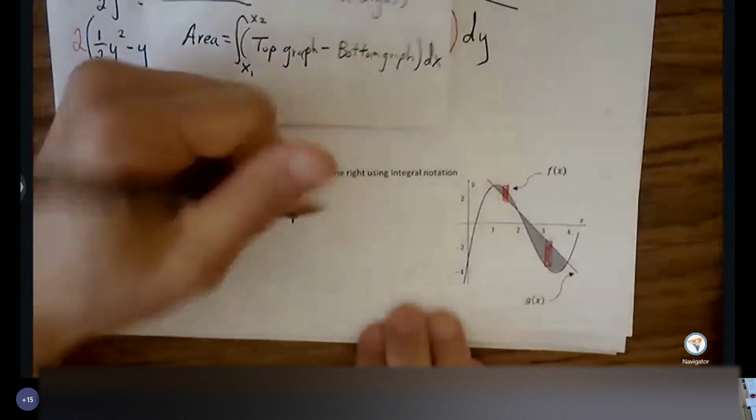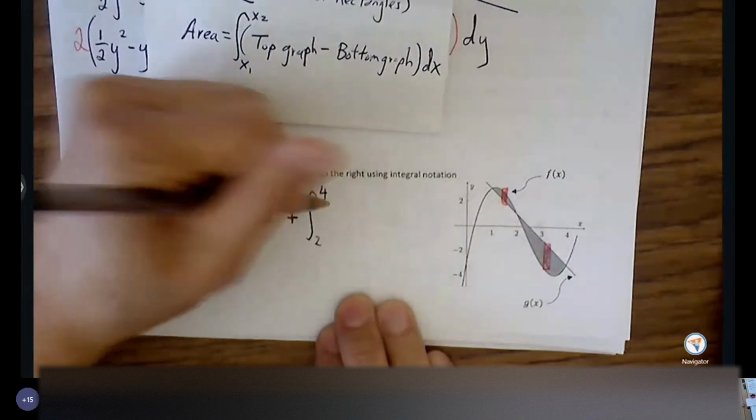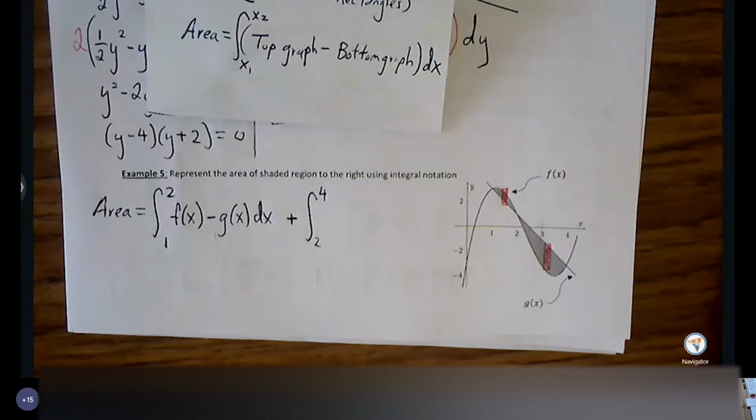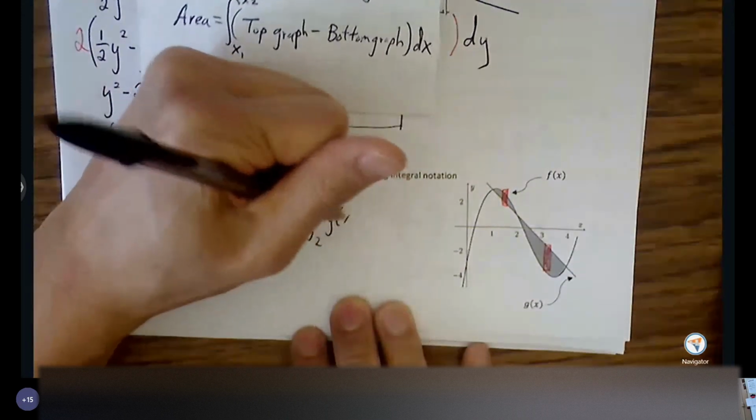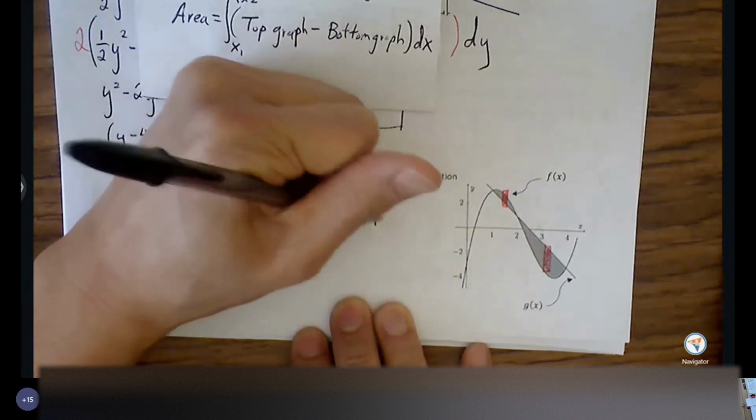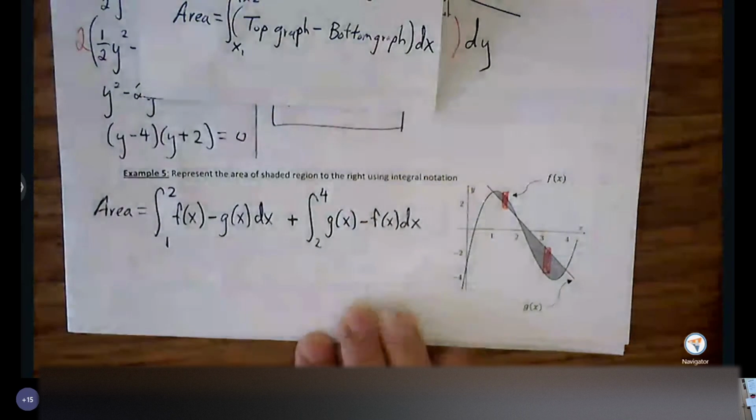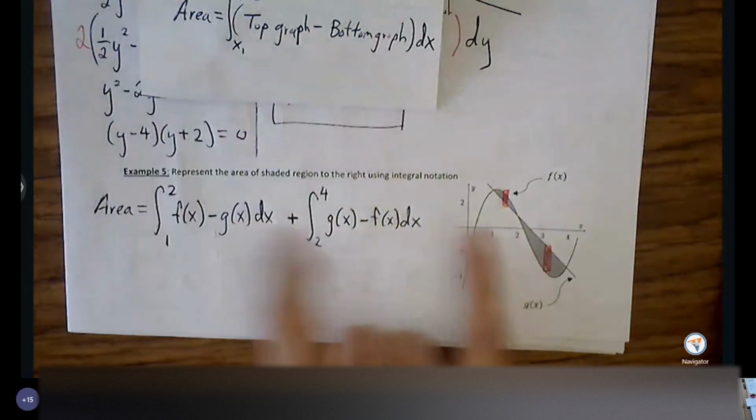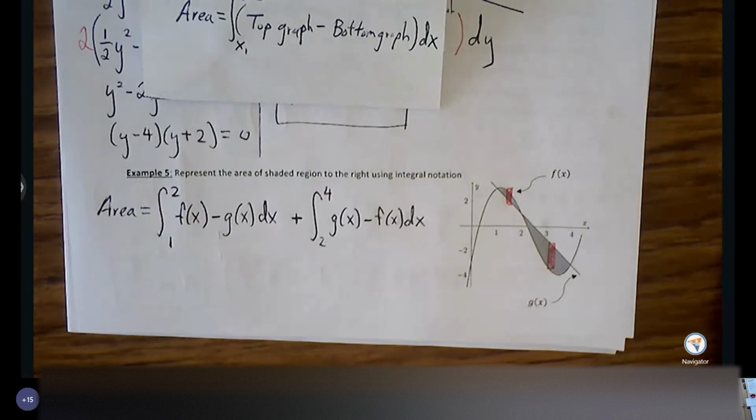Second region, what are the bounds? From 2 to 4. But now my top function is what? Yeah, so you see that my top function is no longer the curve. My top function has all of a sudden switched over to the diagonal line there. So g of x now comes first, minus f of x. That represents the height component. We have the width represented by dx. So now we need both integrals to help us find the true area of both these regions added together.